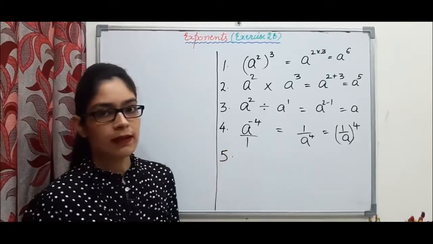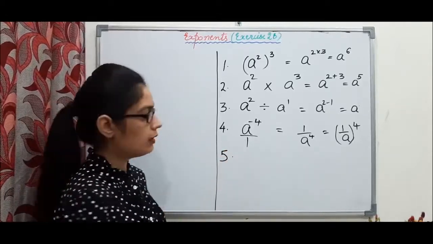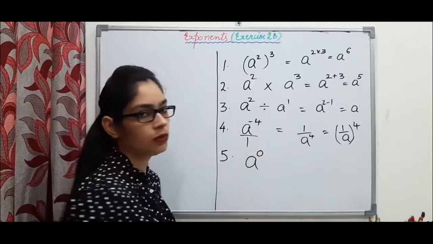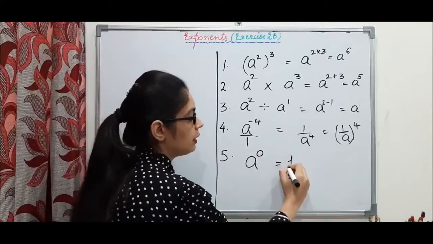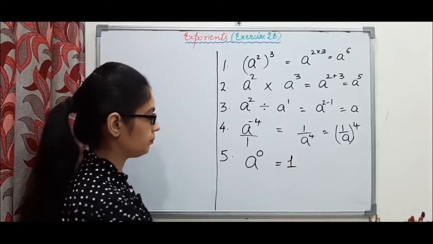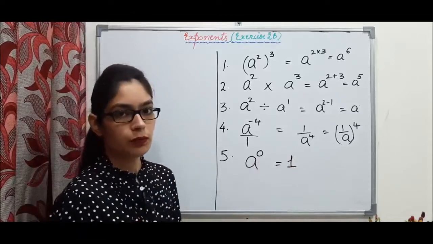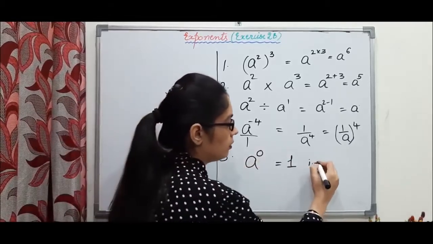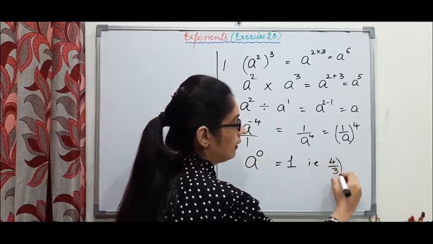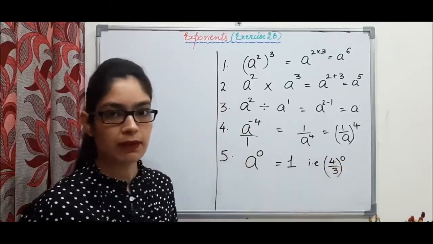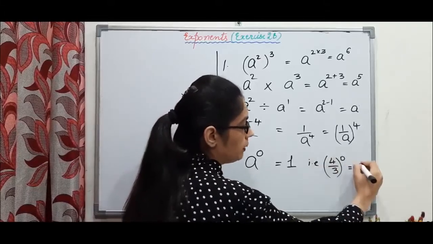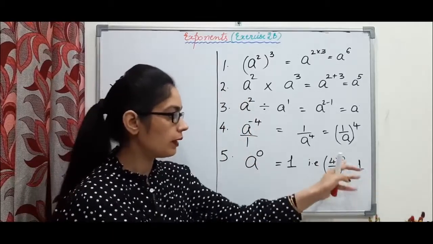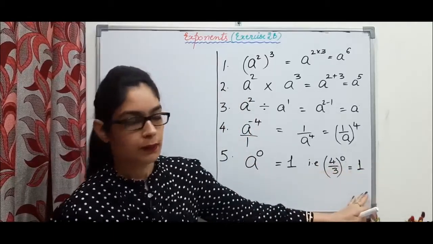Then the next rule is that if any number, for example a, has its power 0, then we can write it as equal to 1. This you can remember. You will get many questions in which you will see these expressions. I will write also here, if I have 4 by 3 and its whole power is 0, then this full expression will become equal to 1. See, it will not become equal to 0, it will become equal to 1. Whole power 0, full expression becomes equal to 1.